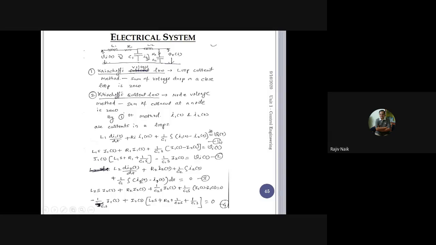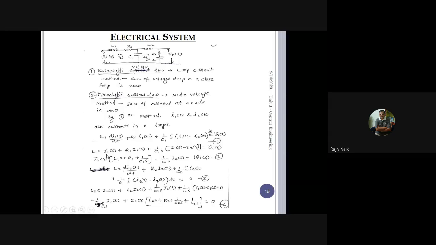For equation number 1, I have taken a Laplace transform. I have written it in terms of Laplace transform. L1 di by dt means an S term will come: L1 S I1(S). Similarly, R1 I1(S) plus 1 upon C1 S into bracket I1(S) minus I2(S) is equal to Vi(S). Vi indicates input, O indicates output.